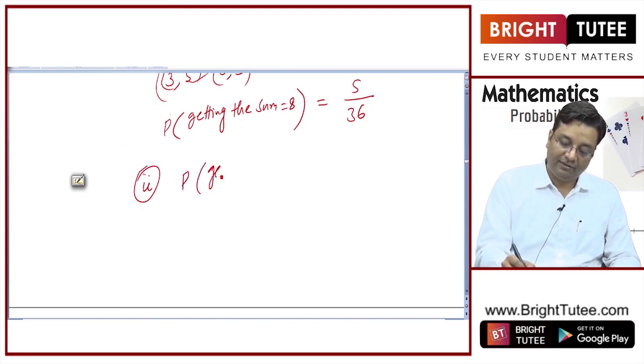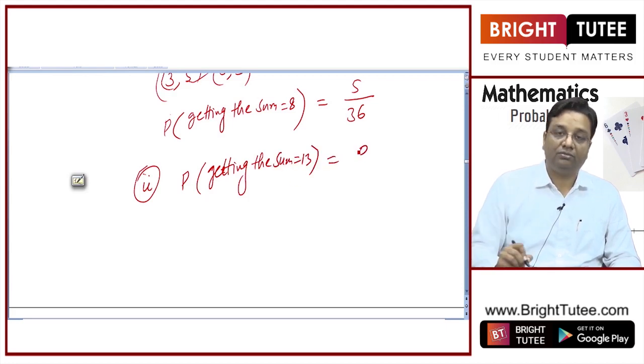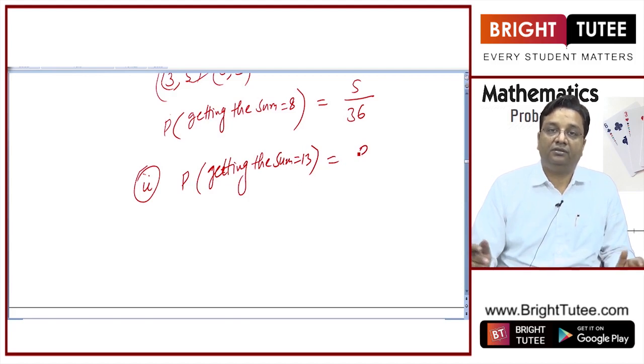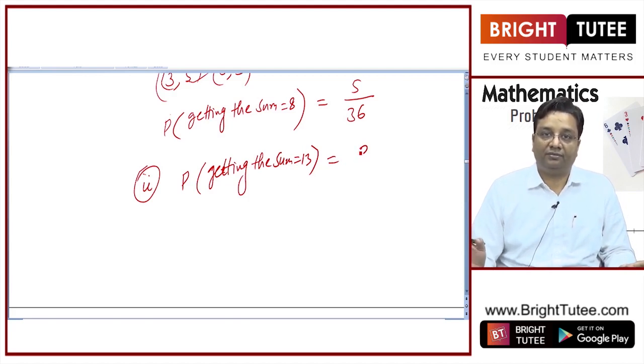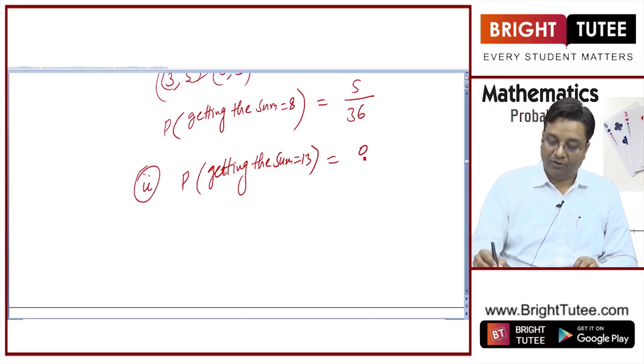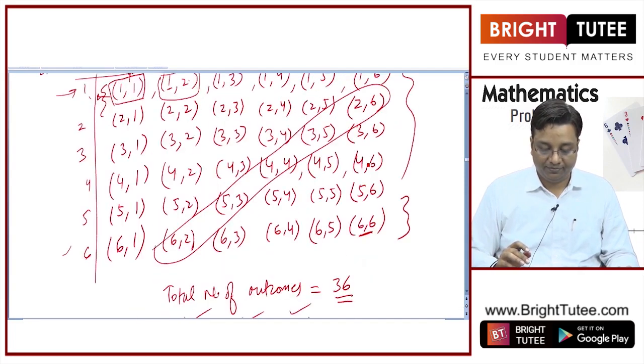probability of getting the sum equal to 13 is 0, right, because 0 favorable outcomes are there. There is no outcome in which we can get a sum of 13. So, probability will also be equal to 0 because this is an impossible event.